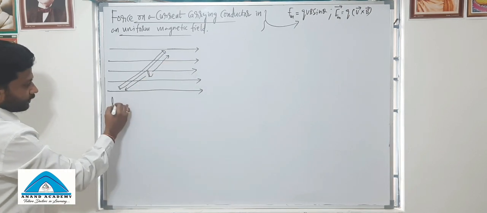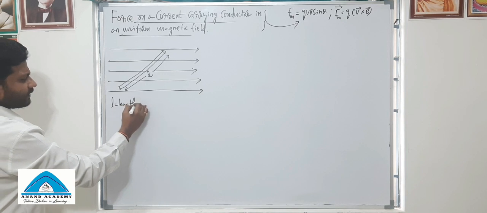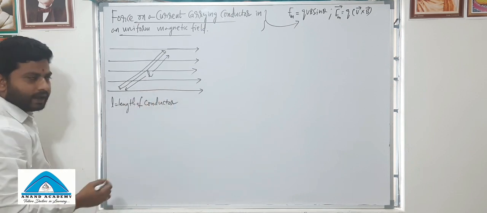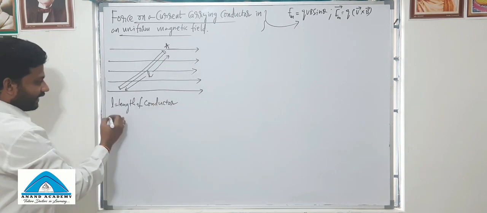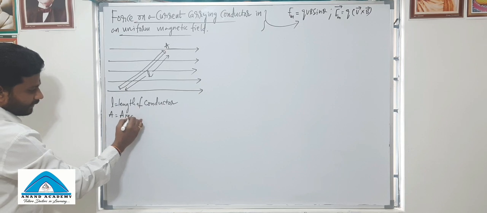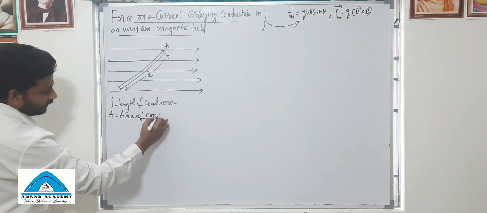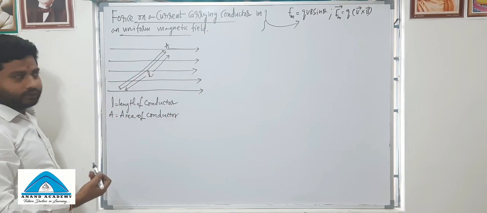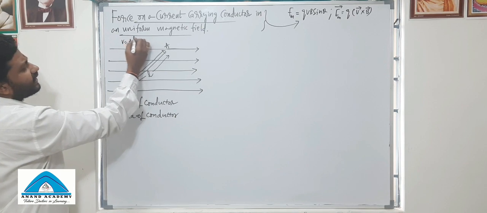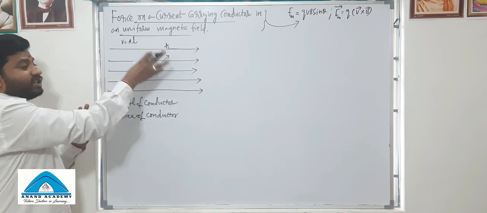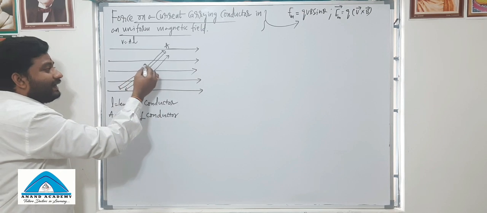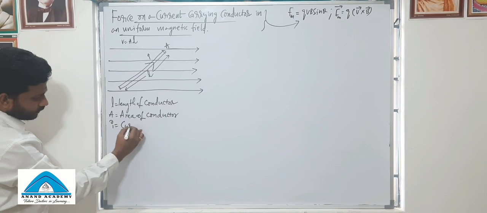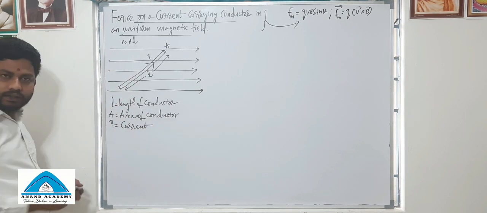So I am writing everything here. L is the length of the conductor, and the area of cross section is A. So A is the area of the conductor, and you can check, area into length is the volume of it, right? So the volume of this is area into length of the conductor. In this volume, a current I is flowing. You can see here the current I, so the current flowing through the conductor.